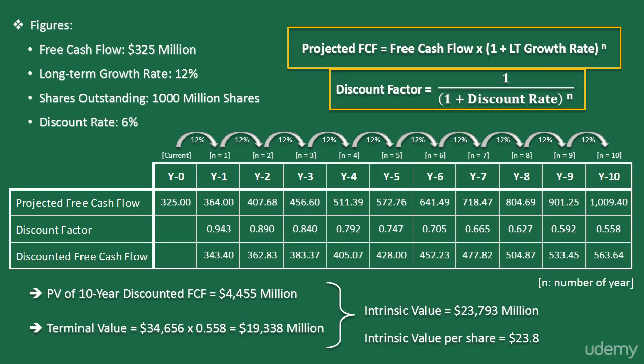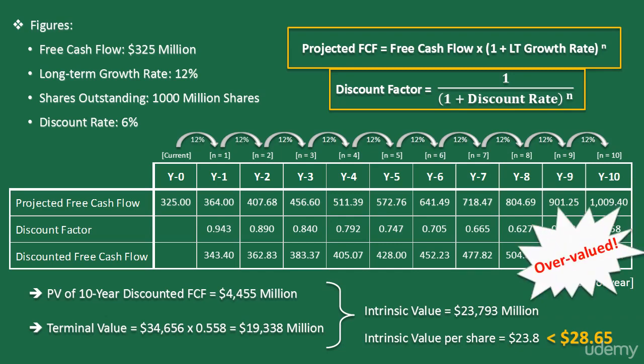So now it's time for us to make our investment decision based on the result that we've calculated. The business stock is currently selling at $28.65 a share, while its intrinsic value per share is only $23.80. When the intrinsic value is less than the market value of the stock, this means that the stock is overvalued, or it's expensive. As you can see, the real value of the stock is only about $24, but it's selling at more than $28. The stock is quite expensive now, so we will not consider buying this stock.